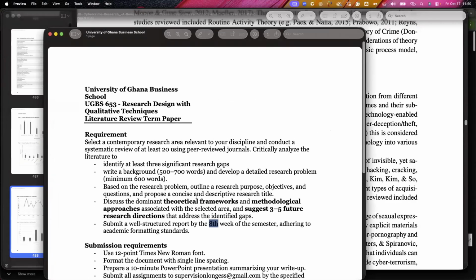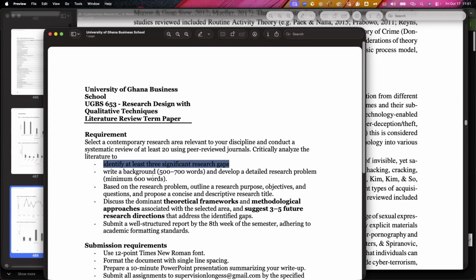So select a contemporary research area. Example, AI and well-being, AI and public health. That is an area that you are interested in. Then conduct a systematic review of at least 20 peer-reviewed articles. Now, critically analyze the literature to identify at least 3 significant research gaps. Those research gaps are going to come out from the table that you are drawing, from the summaries that you are making. The summaries are for 20 articles, but there may be 3 strong gaps that come up. So identify those 3 significant gaps from the 20.